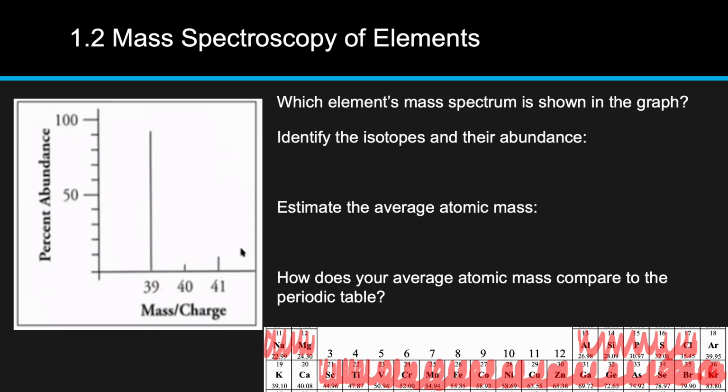Now looking at our mass spec over here on the left, we can see that the isotope with a mass number of 39 is much more abundant than the other two, which means we know its average atomic mass is going to be really close to 39. So that's going to tell us it's going to be potassium.